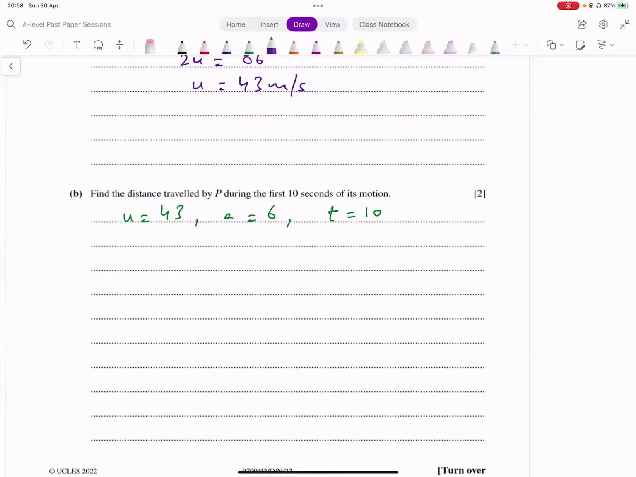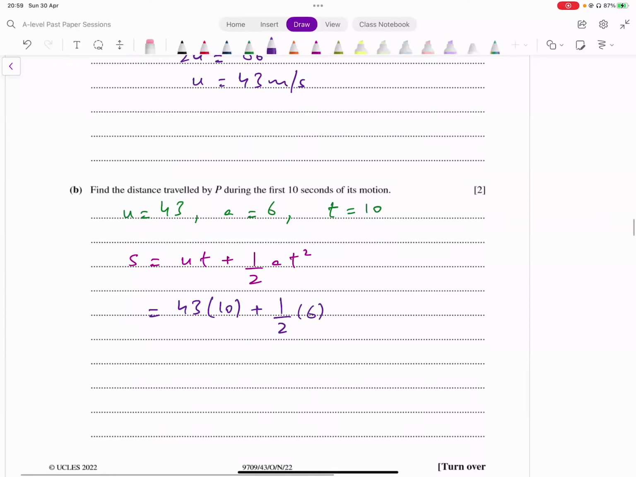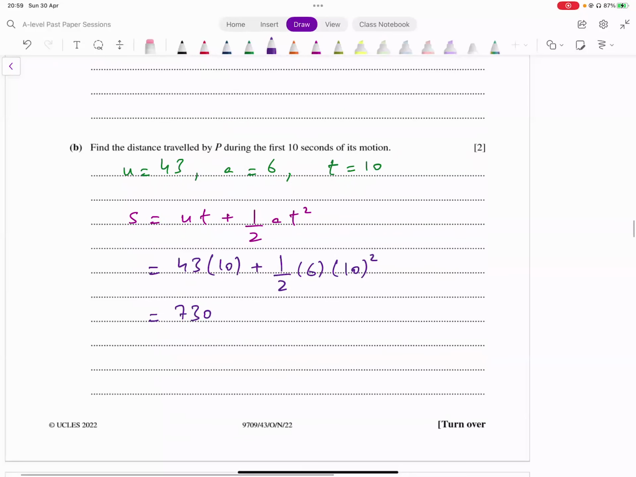Time 10 seconds में कितना travel किया ये figure out करना है. S equals ut plus half at square. We can just use that here again. S equals ut plus half at square. Just input values, and that's going to give you 43 into 10 plus half into a, which is 6, into 10 squared. Let's see what that turns out to be. This is going to give you the displacement. 430 plus 3 into 100, that is 730. This is the distance traveled that we have here, 730 meters.